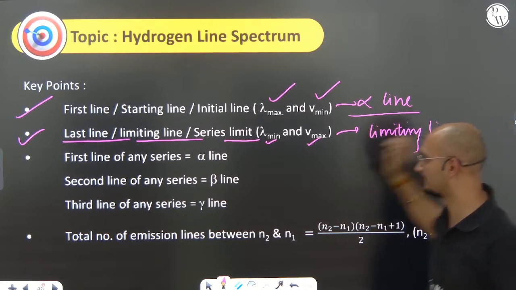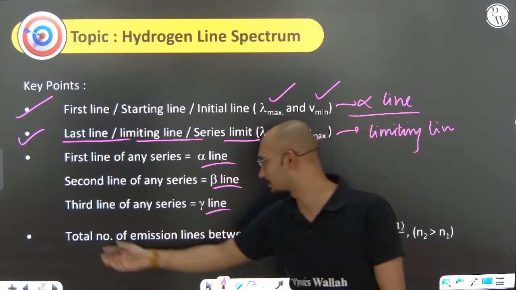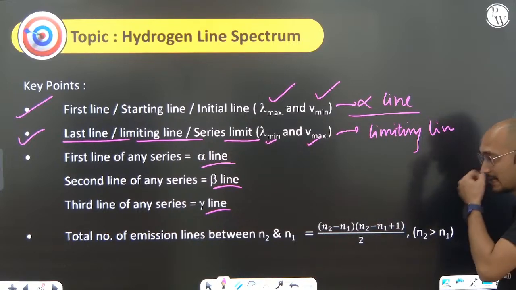Limiting line. So the first line of any series is the alpha line, the second is beta. I hope you have already studied the total number of emission lines between N2 and N1.